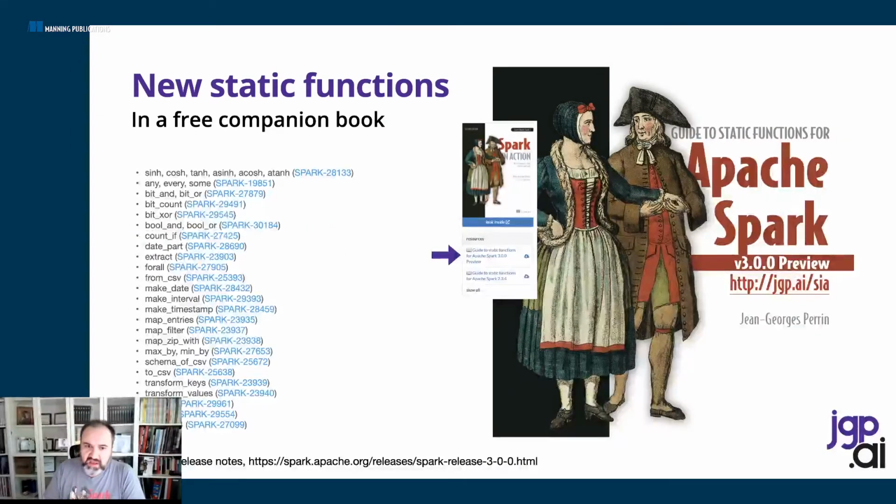And also, if you're a little bit familiar with Spark, you know that there are a lot of static functions which are super useful for your data transformations. Spark 3 has added 36 new functions. They are listed there with their associated Jira tickets, and you'll find that on Manning's website for free. You can download the list of these functions with an explanation of what they're doing, so a comprehensive manual as well.